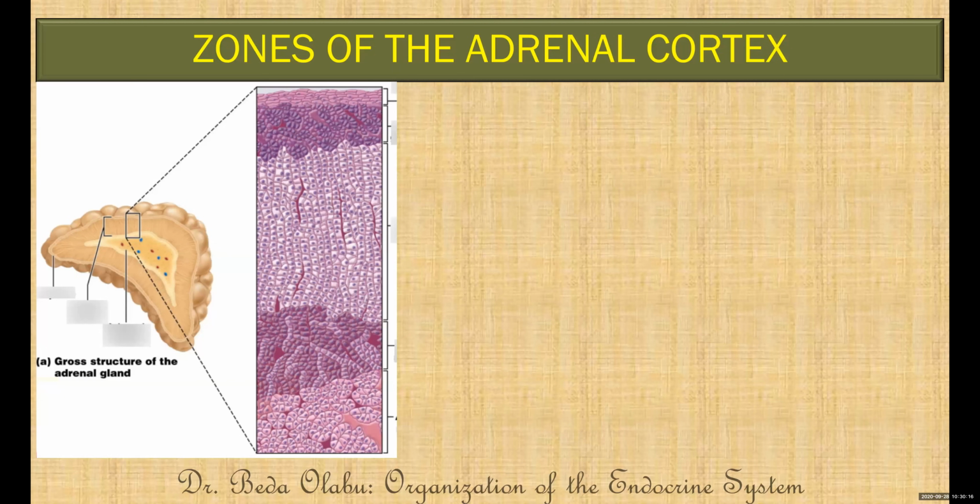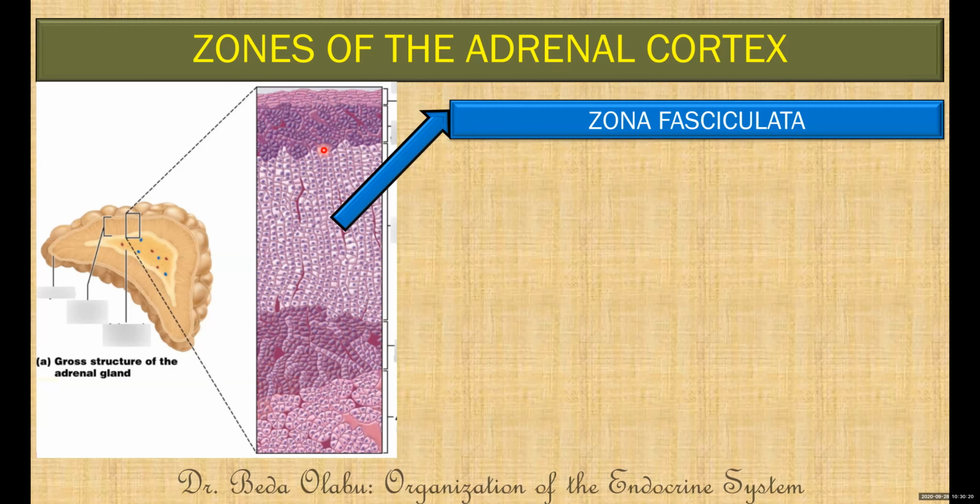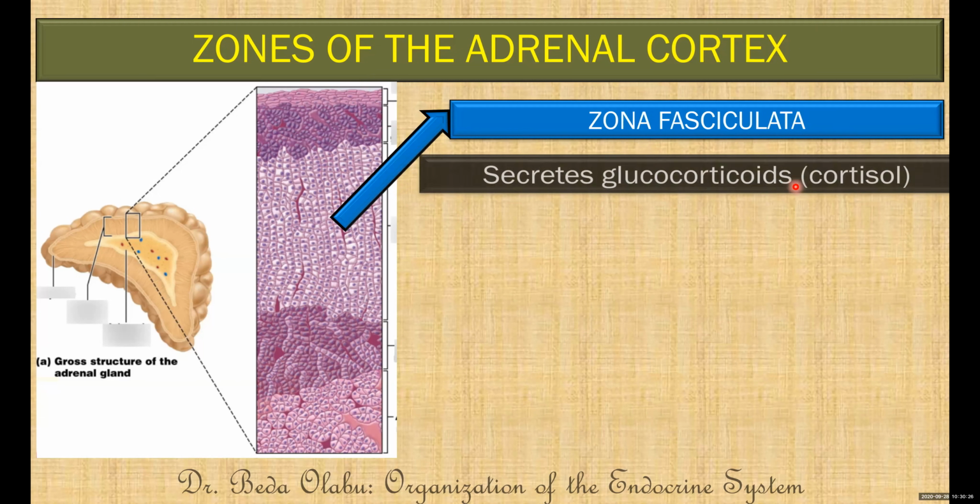Okay, let's proceed. The second zone. So this is the second zone. The second zone is actually the largest zone. We call it zona fasciculata. Zona fasciculata secretes glucocorticoids. These are hormones which affect glucose levels. We call them glucocorticoids. A good example of glucocorticoid is cortisol.